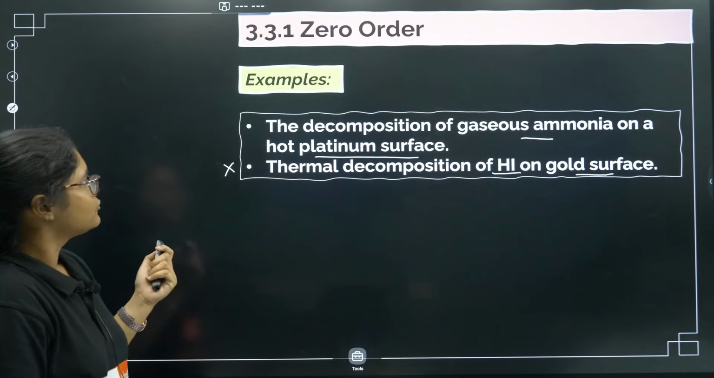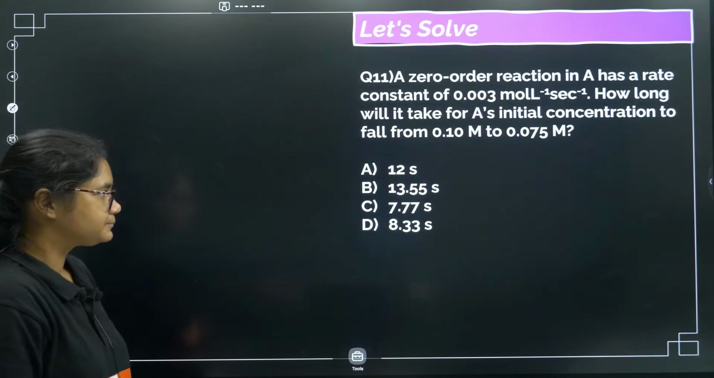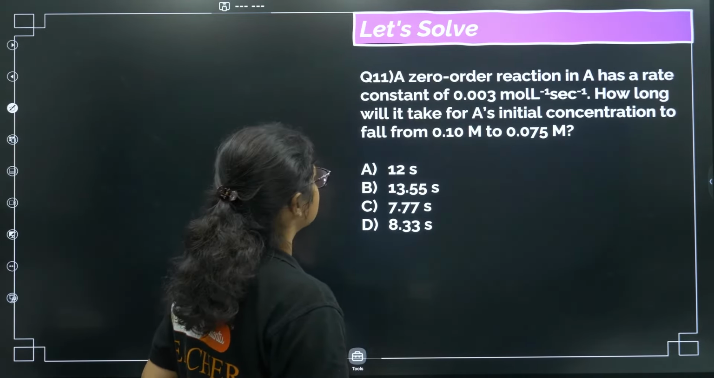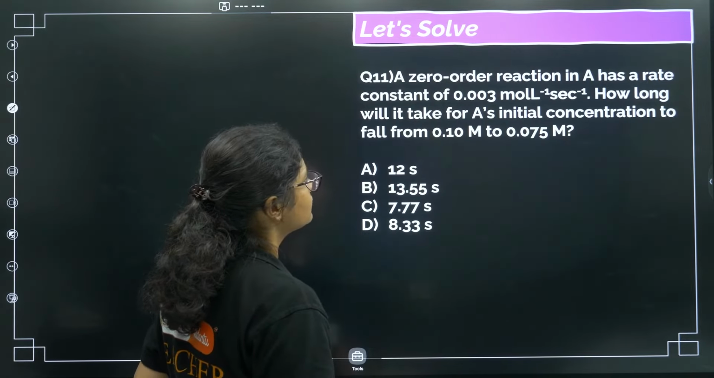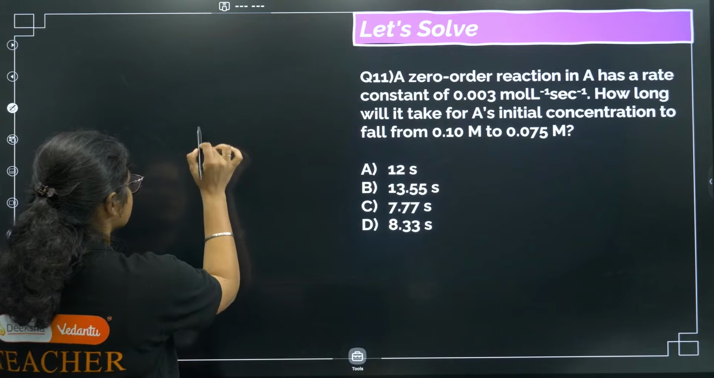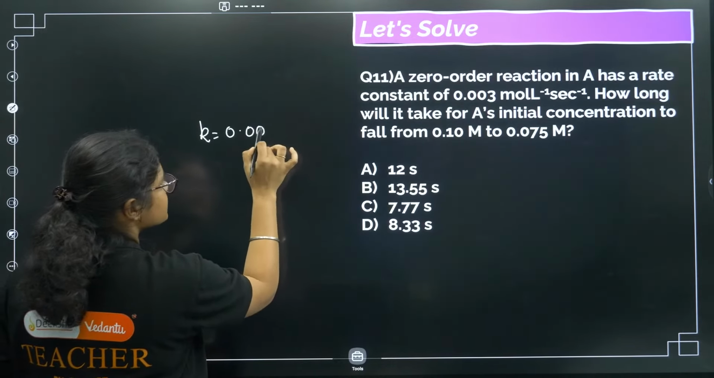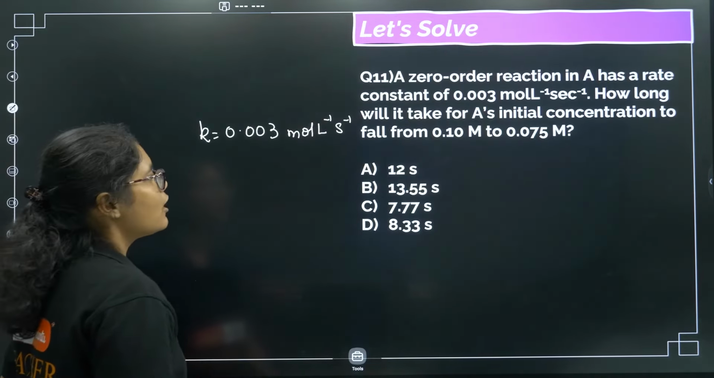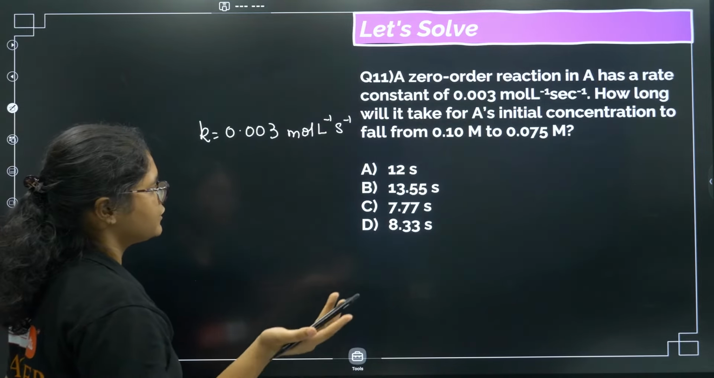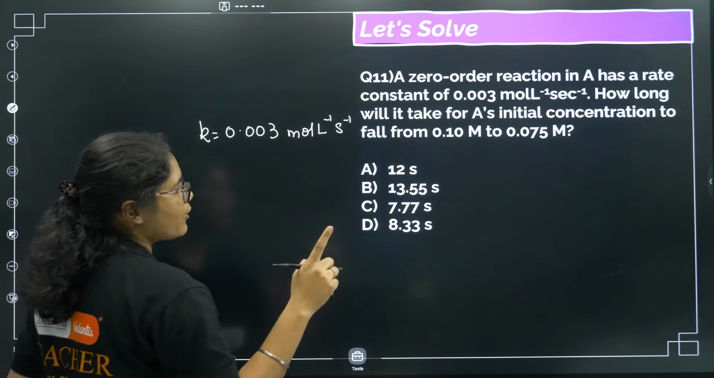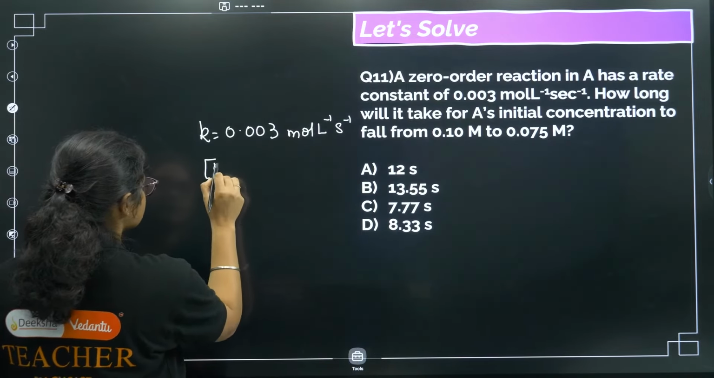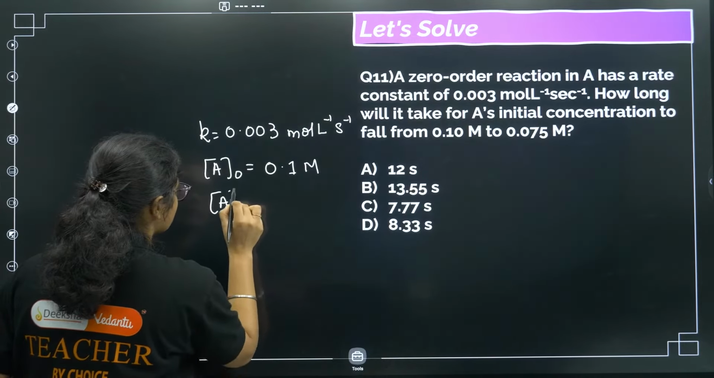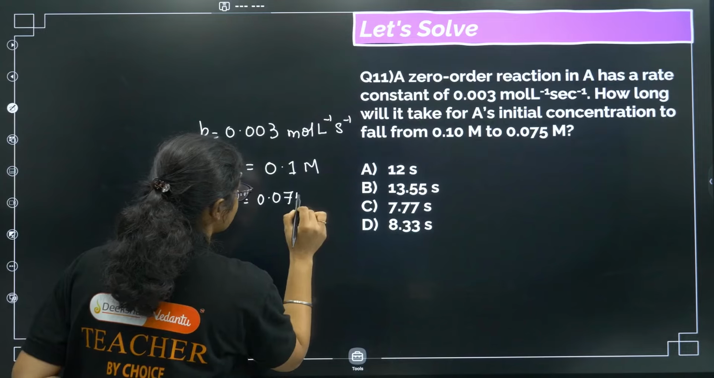Okay. Now let us move to the first question. One question is here for you. A zero order reaction in A has a rate constant of 0.003 moles per liter inverse second inverse. So the rate constant value is given to you, that is 0.003 mole liter inverse second inverse. Next, how long will it take for A's initial concentration to fall from 0.1 molar to 0.075 molar? Okay, so what is the initial concentration? A naught value is 0.1 molar, final concentration A value is 0.075 molar, right?